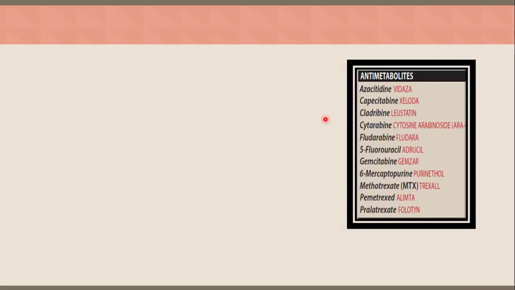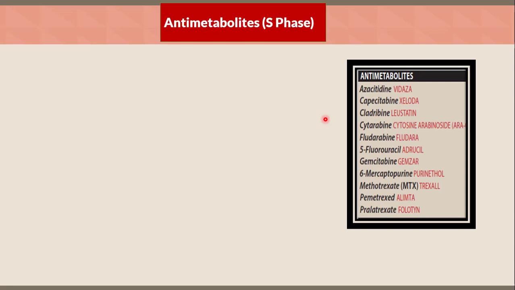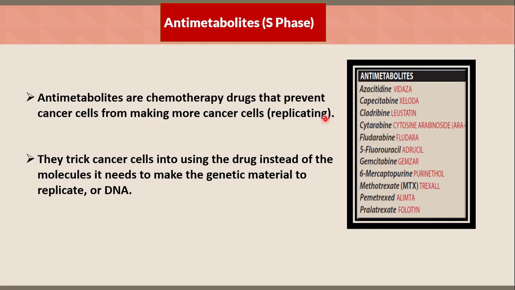Now we're going to start the mechanisms of action of the antimetabolite agents. Antimetabolites act in the S phase. Antimetabolites are chemotherapy drugs that prevent cancer cells from making more cancer cells, replicating. They trick cancer cells into using the drug instead of the molecules they need to make the genetic material to replicate, or DNA.